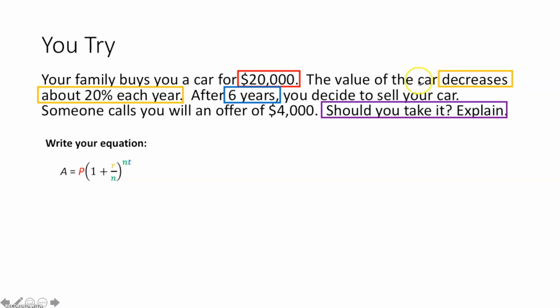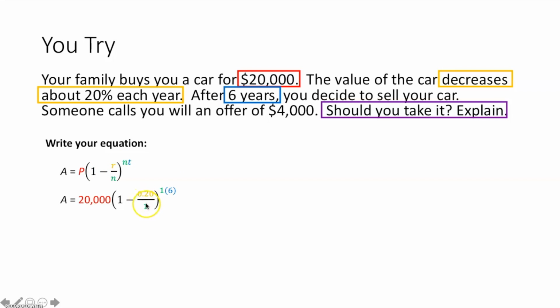Now the big thing here is, notice it says the value of the car decreases about 20% each year, which means this sign in here has to be a minus sign because instead of an increasing rate, we want a decreasing rate. So we do 1 minus our rate. So we change that to a minus sign. Now we plug in everything. So 20,000 in for P, 0.2 in for our R, 1 goes in for our N, and 6 goes in for our T. We then simplify.